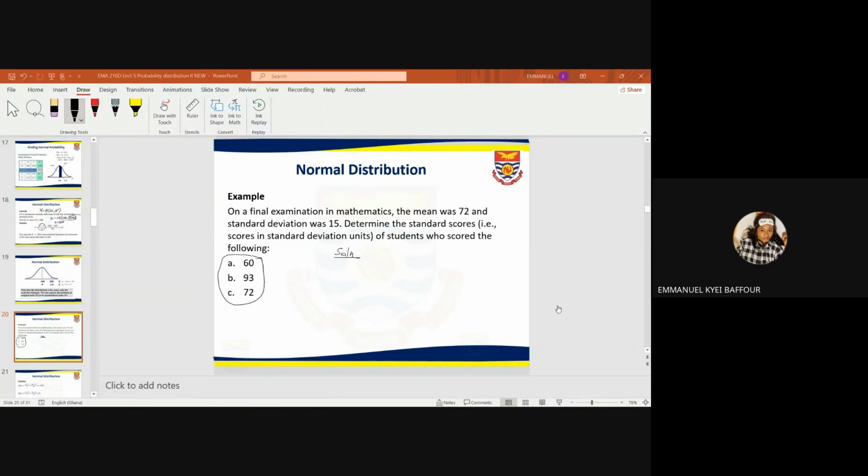The first one I got negative 0.8. The second one I got 1.4. And the third one is 0. Yes, the third one is 0, 72 minus 72 is 0.